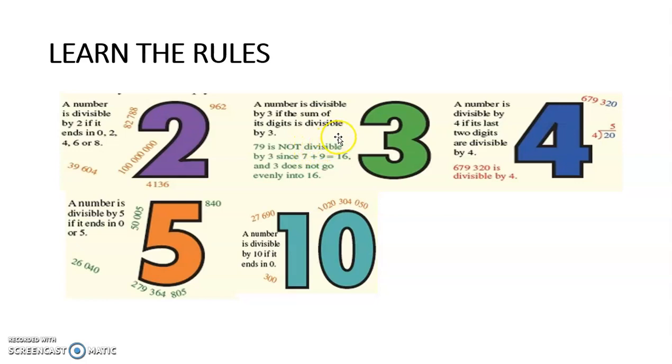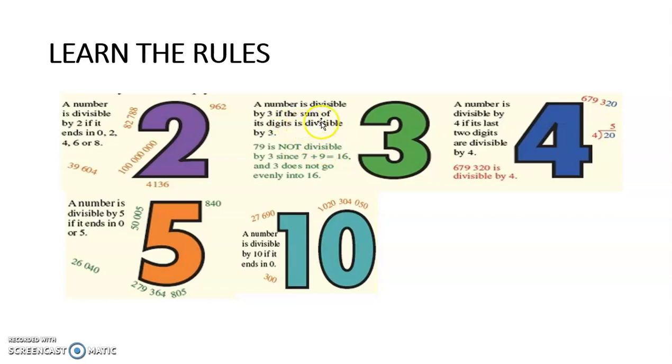Now let us move on to number 3. Is the number divisible by 3 or not? What is the rule? Without actually dividing, you can check. The rule says a number is divisible by 3 if the sum of its digits is divisible by 3. For example, 79. How to check whether 79 is divisible by 3 or not? We add 7 plus 9. 7 plus 9 gives us 16, and 16 does not come in the table of 3. So we can very easily say that 79 is not divisible by 3.